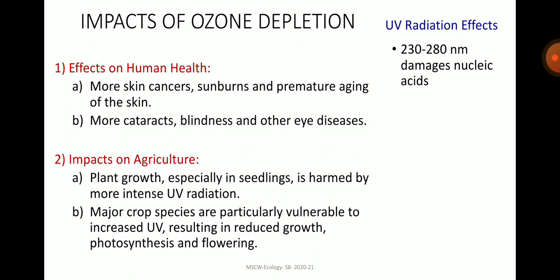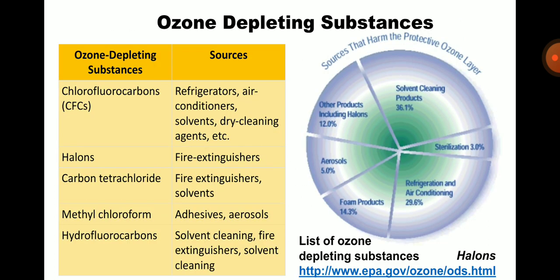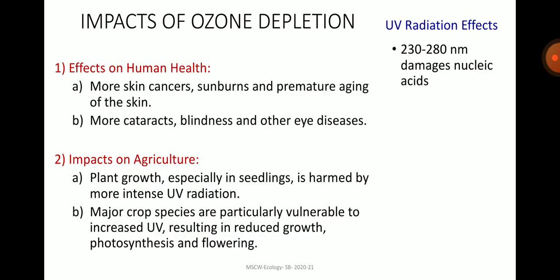What are the various impacts of ozone depletion? Ozone layer depletion has effects on human health, agriculture, plants, climate, etc. First of all, let us discuss the impact of ozone depletion on human health.